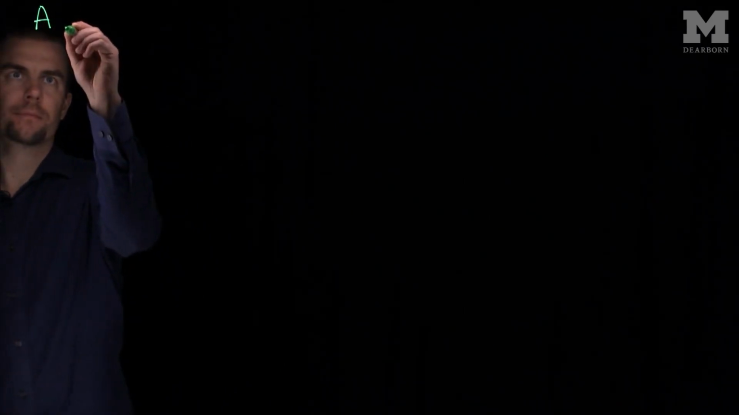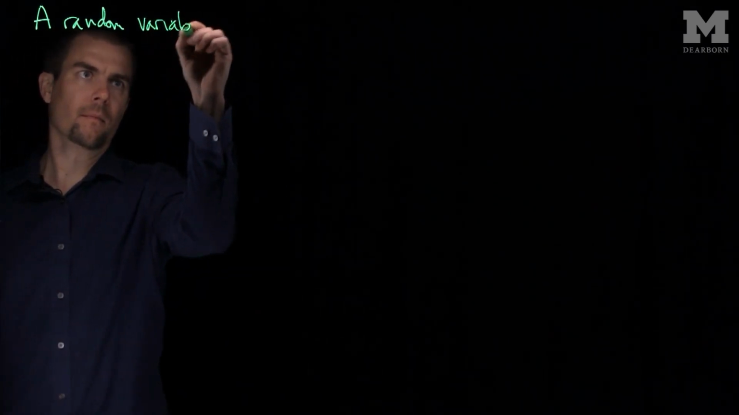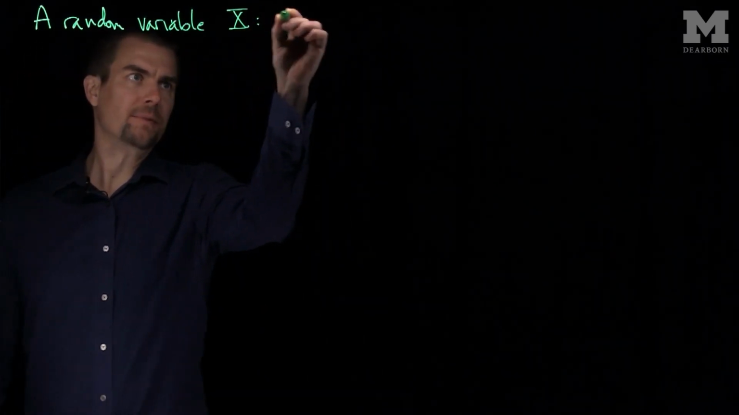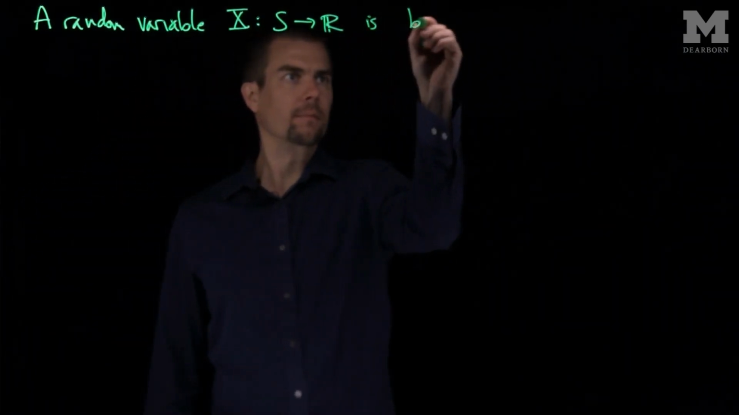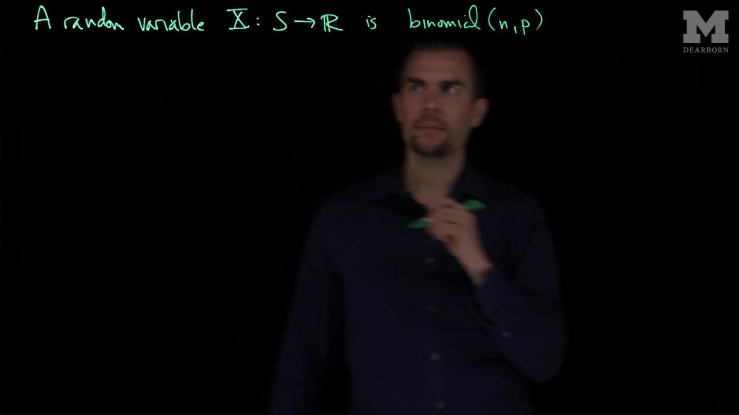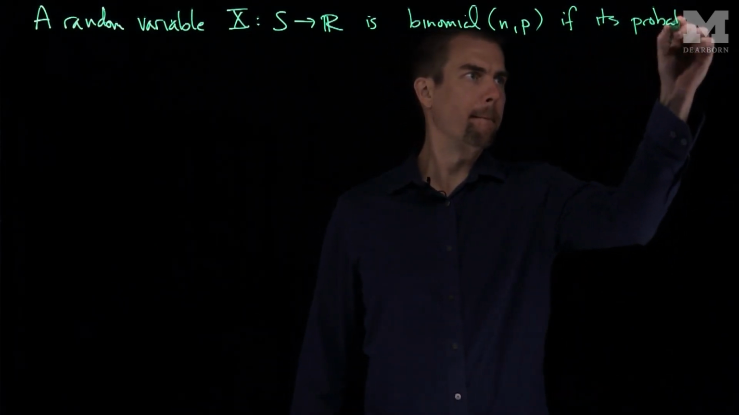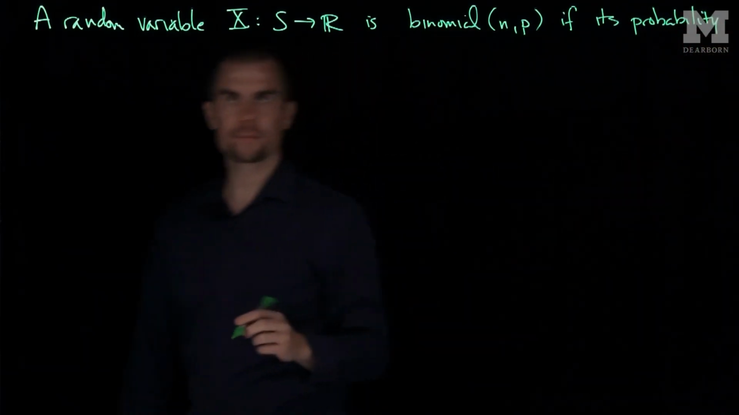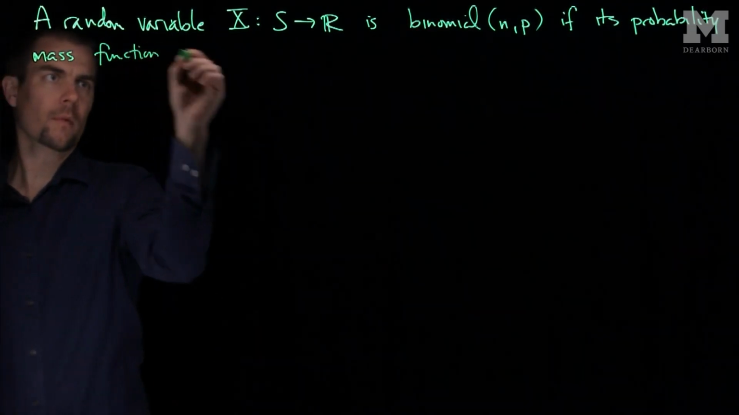Hello students, in this video we'll discuss binomial random variables. A random variable x, which maps a sample space into the real numbers, is binomial with parameters n and p if its probability mass function has the form.